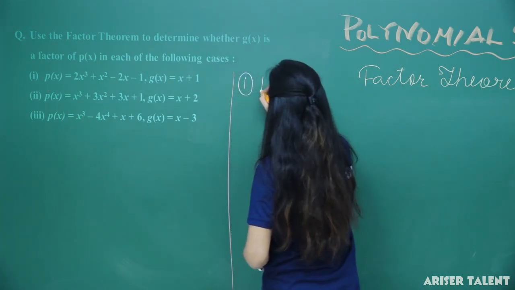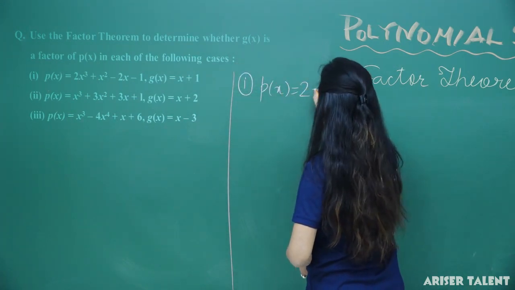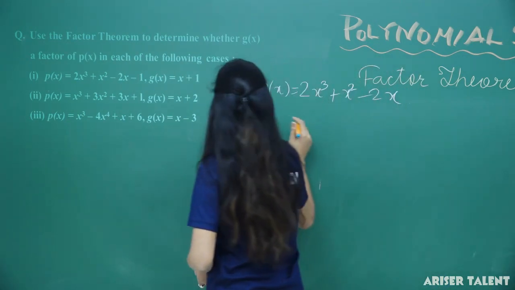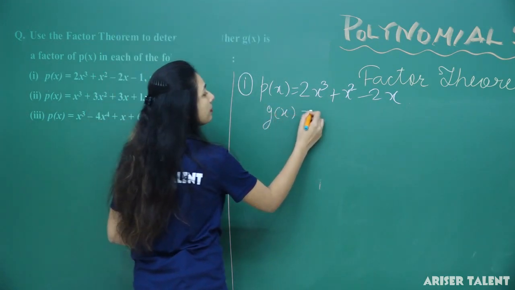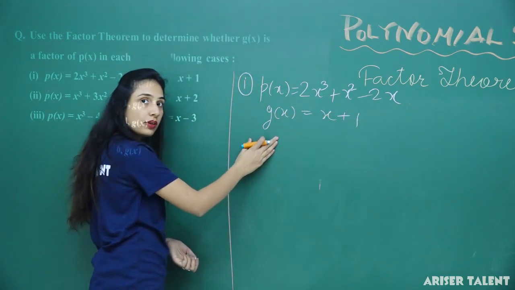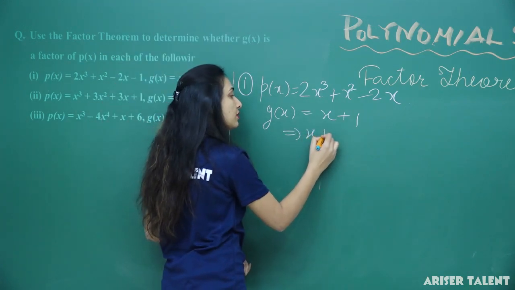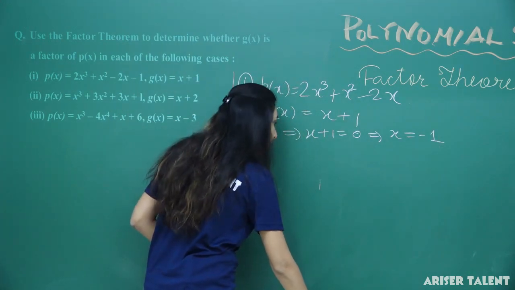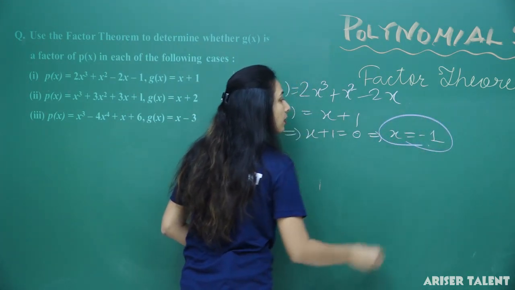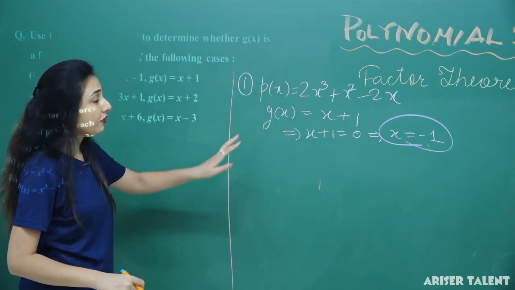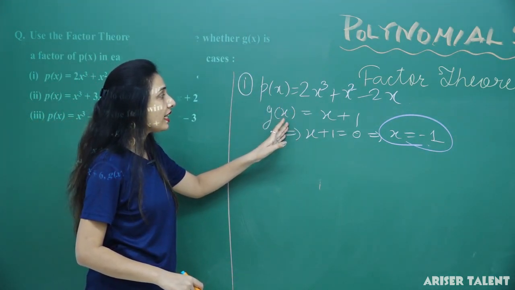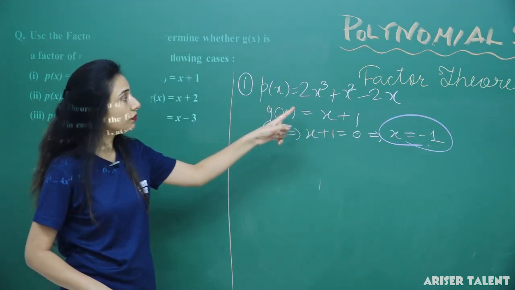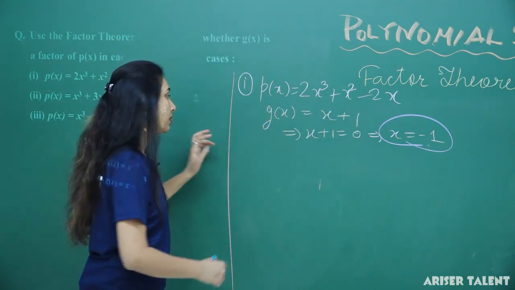Look at the procedure we have here. First, p(x) is given, which is 2x cube plus x square minus 2x minus 1, and g(x) is given as x plus 1. Now if g(x) equals x plus 1, that means x plus 1 equals 0, which implies x equals minus 1. Now, if this g(x) is a factor of p(x), then p(a) will be equal to 0 in that case.